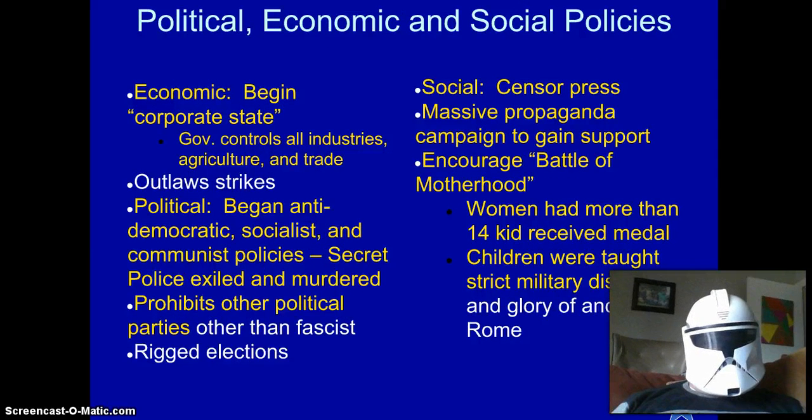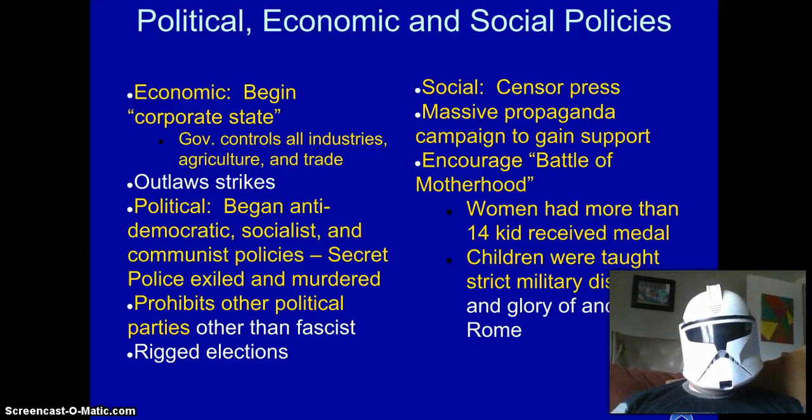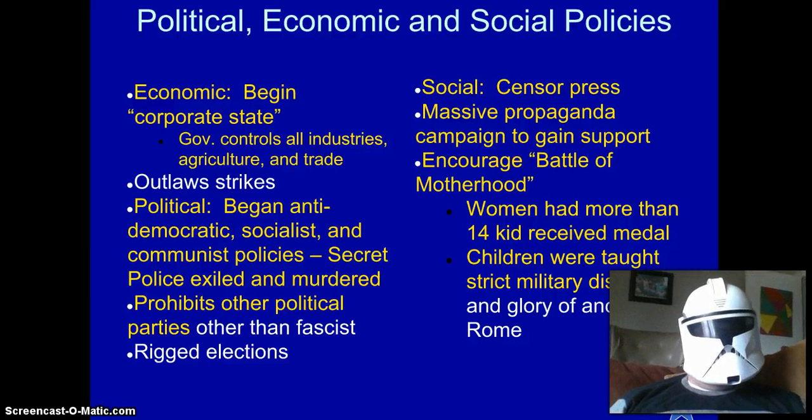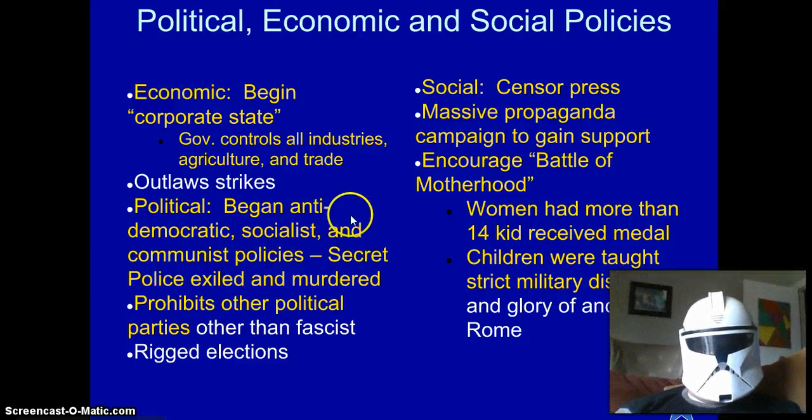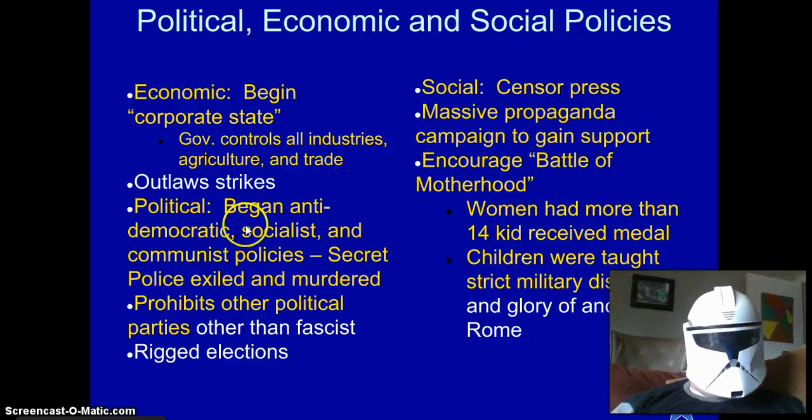Economic, political, and social policies, you're going to see them right there. Corporate state, totalitarian government. He censored the press because he knew what the press was there for. He knew how to use the press, so he also used propaganda. He began anti-democratic, socialist, and communist policies. Basically, he wanted things his way or no way.